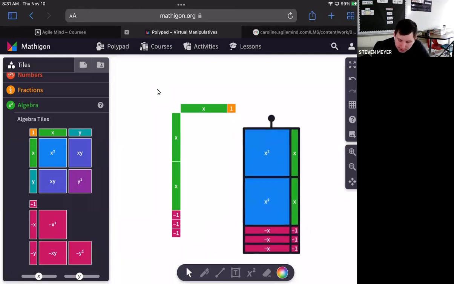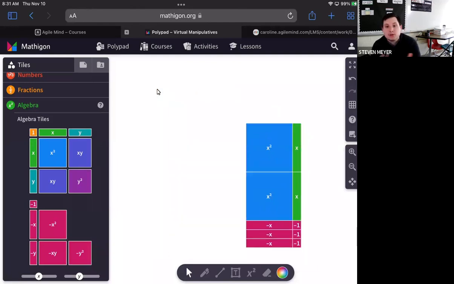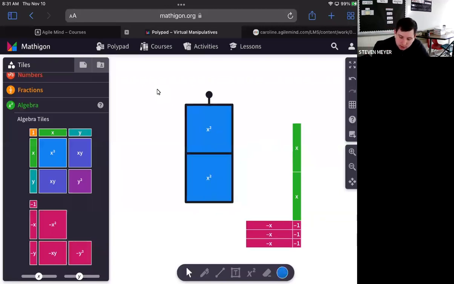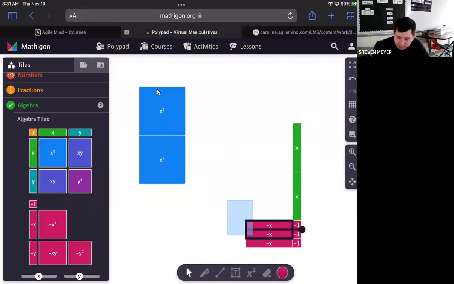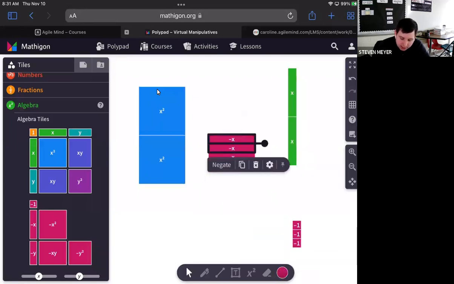My answer is this part that's inside, and I look at canceling out any 0 pairs. By a 0 pair, I mean a positive and a negative of the same exact term. So I have 2x squared, so nothing cancels out there. Then I have 3 negative x's and 2 positive x's. I can group up.